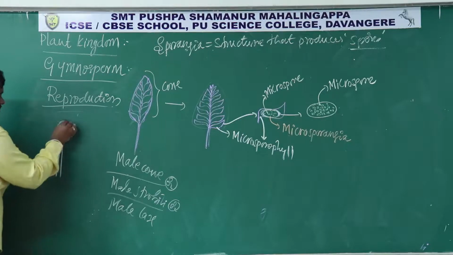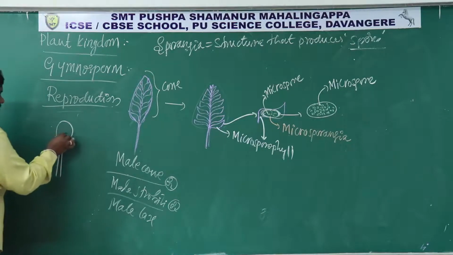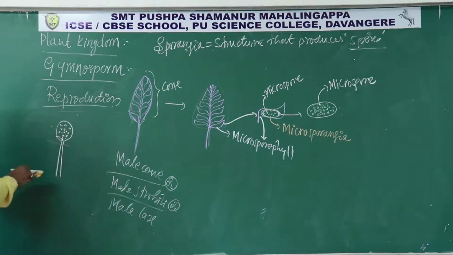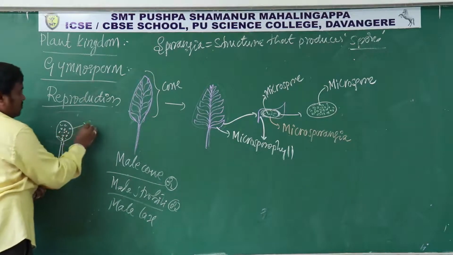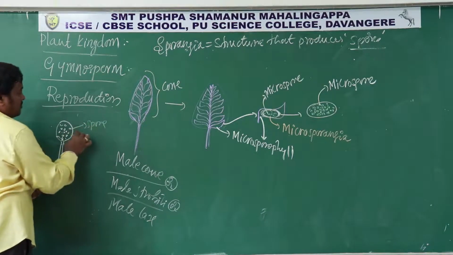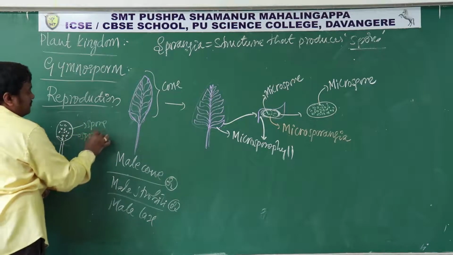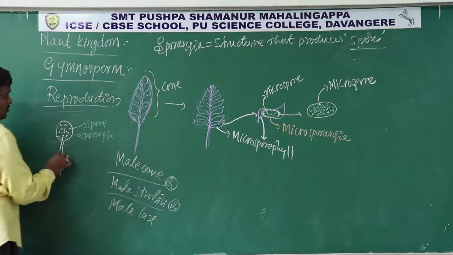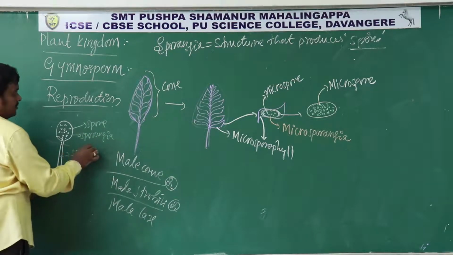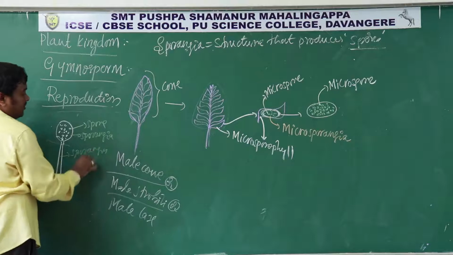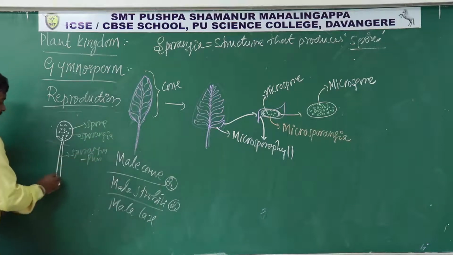They produce a structure like this, and inside they produce spores. This we call the spore, this we call sporangia, and this we call sporangiophore, as in the case of Rhizopus, if you recall.